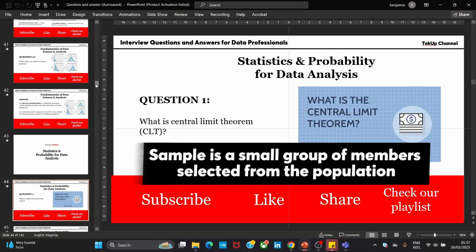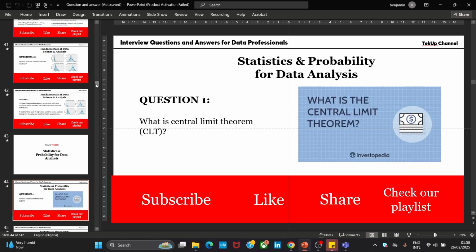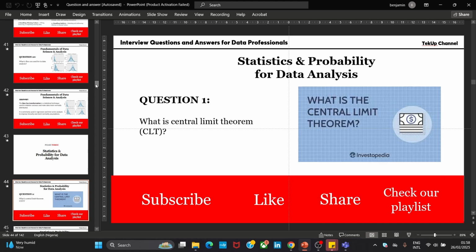Now, when we are talking about sample, what is a sample? A sample simply means a small group of members selected out of the population. Some scholars have also defined sample as a snapshot of the population. Now, when you're talking about central limit theorem, you need to understand that it is one of the most important concepts in statistics, and it has to deal with the sampling distribution of means.